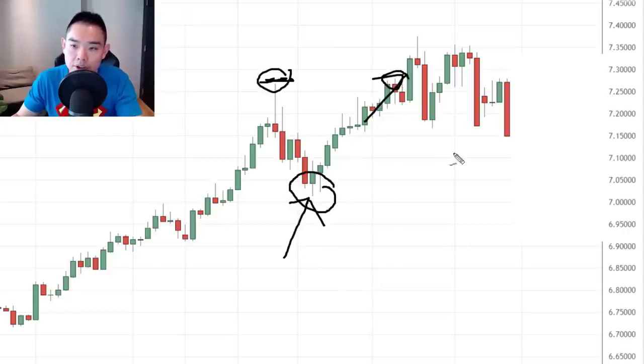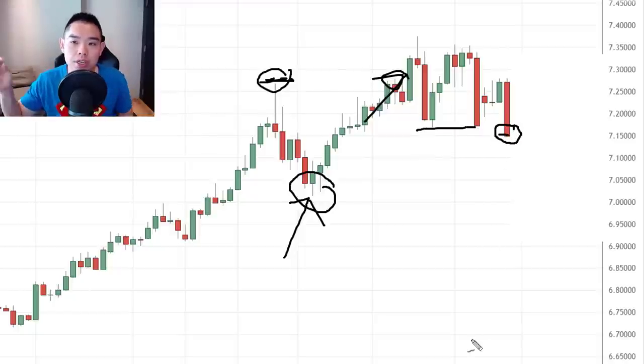Now, when you look at this chart, you can see that the market has actually broken and closed below this swing low. Yes, break and close below it. So my question to you is, is this uptrend still intact or has it been invalidated? 5 seconds, think about this. 1, 2, 3, 4, 5.